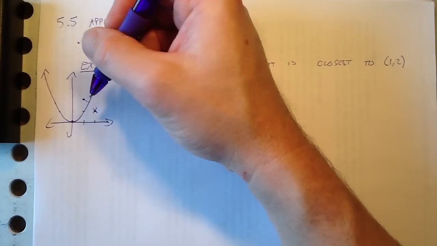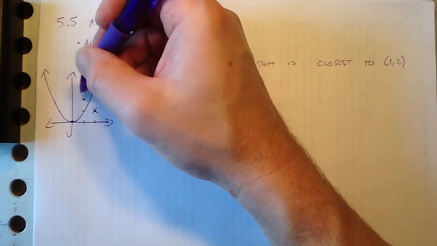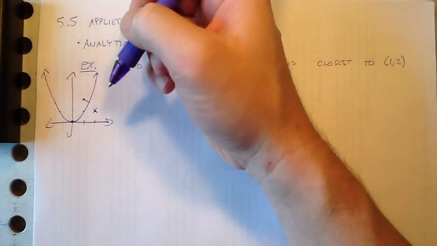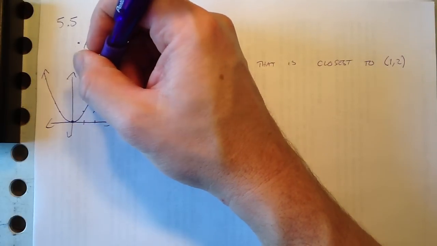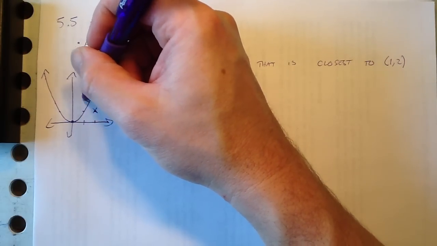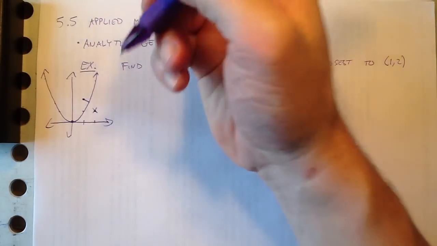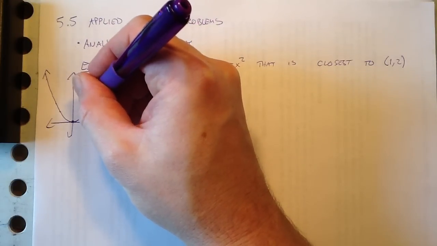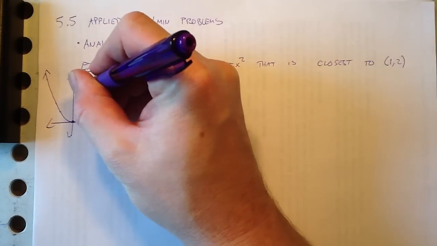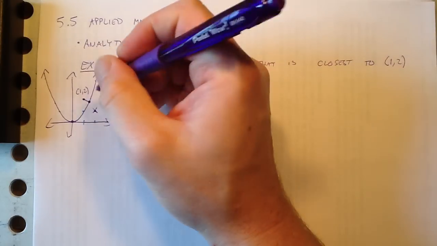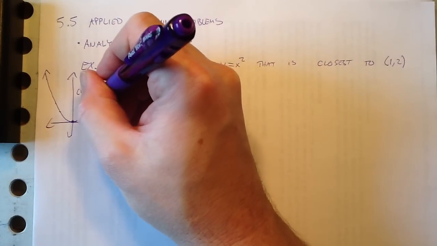I don't know if you remember from Algebra 1 in geometry, you would have done problems where you had to find the distance between a point and a line, and it was that perpendicular distance that did it. So we're looking for this point here. Here's our point 1, 2. And here is some arbitrary point on the function.